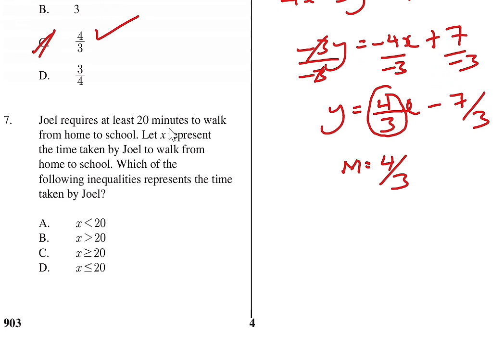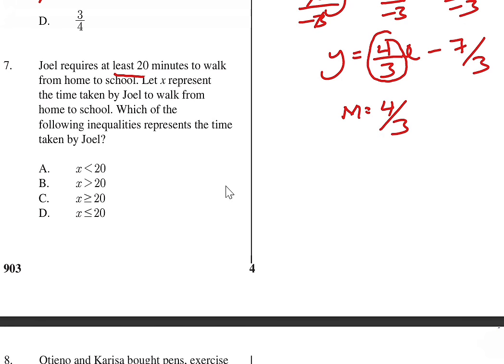Joel requires at least 20 minutes to walk from home to school. Let x represent the time taken by Joel to walk from home to school. Which of the following inequalities represent the time taken by Joel? So very important, when you hear the word at least and we have another word at most. So we have to know those two words are very important. So what does at least mean? For example, if you are told, go and call for me at least 10 students.